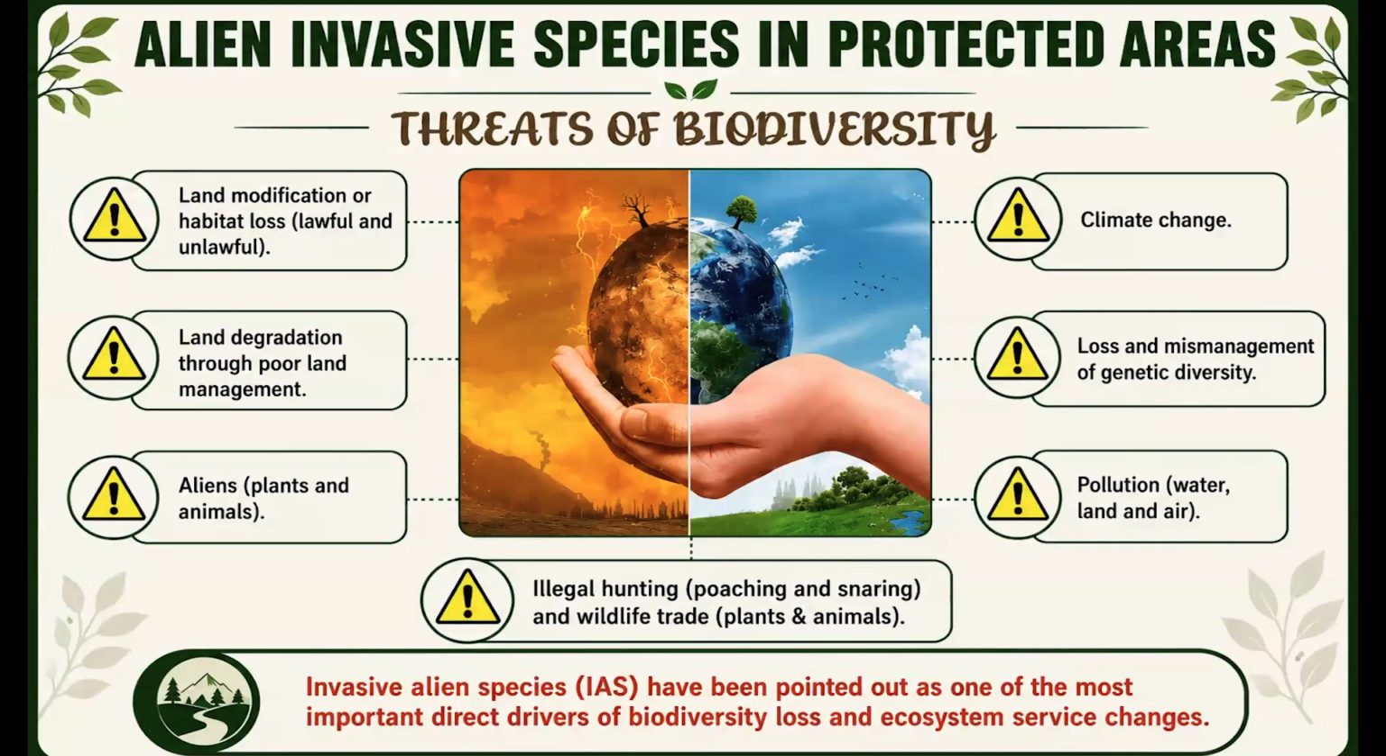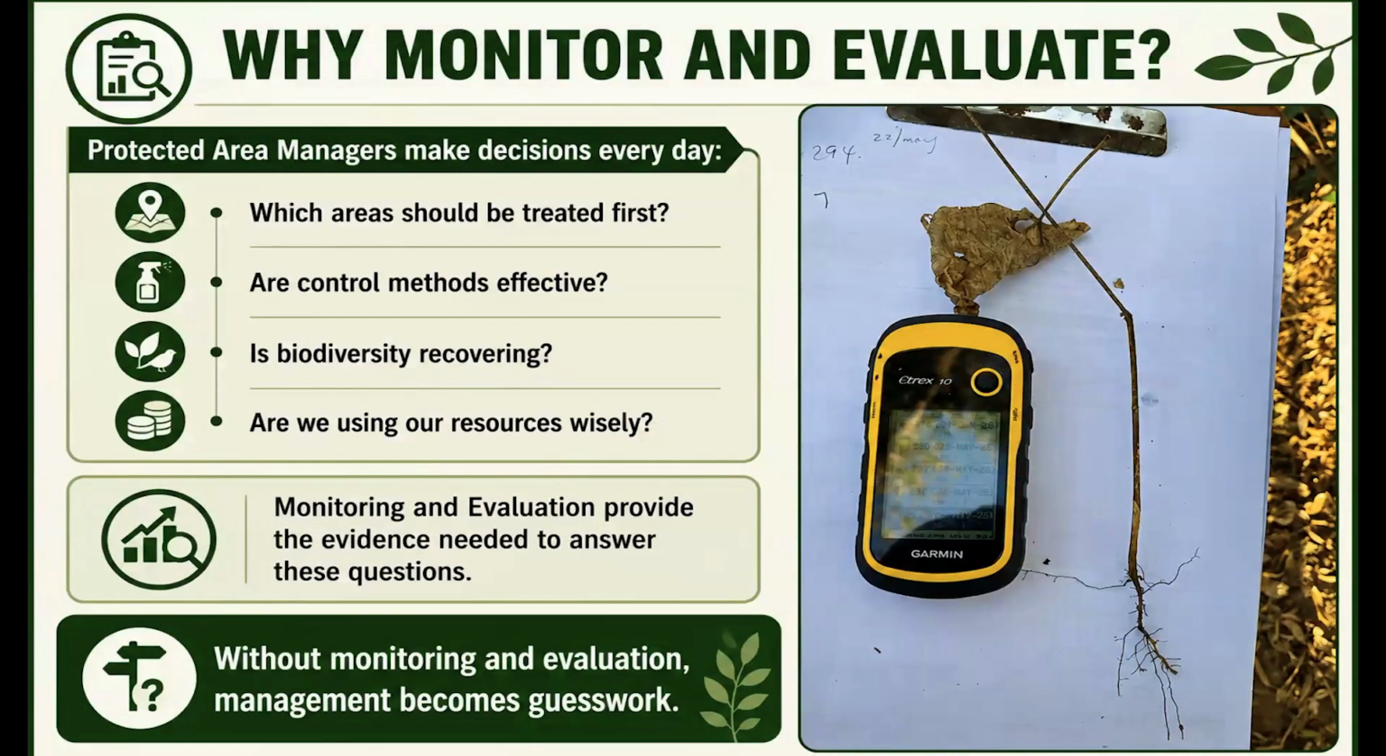So when people hear you talk about invasive alien plants, many just immediately think of unwanted vegetation or see it as weed. But invasive alien species are one of the biggest threats to biodiversity. And this is not only a Kruger problem, but it's a national problem, but it's also a global problem. So we'll ask the question, why do we have to monitor and evaluate?